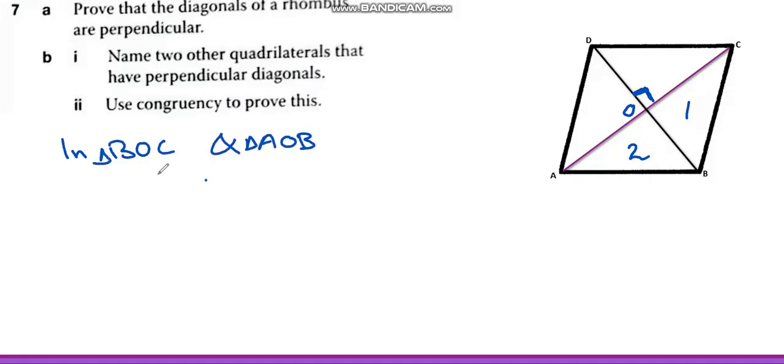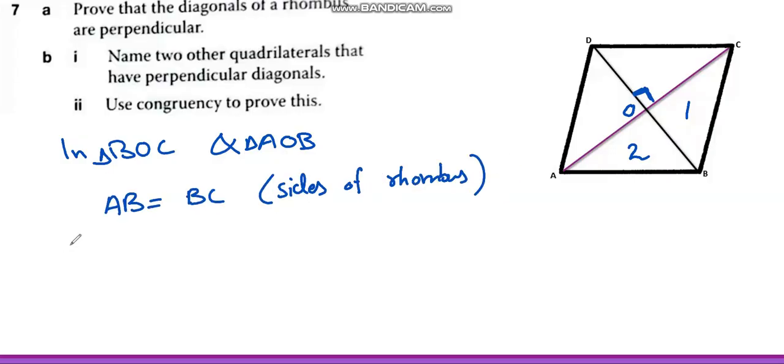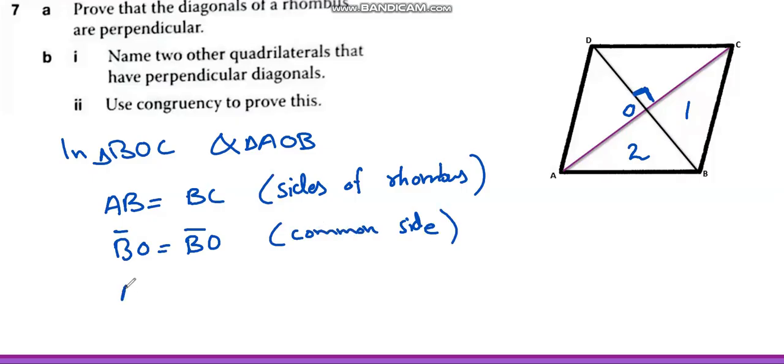So now if we observe triangles 1 and 2, the sides AB and BC are of the same length because these are the sides of the rhombus. In a rhombus, all sides have the same length. Also, we can prove that the side BO is equal to BO because this is the common side in both triangles. And also we can write the side length AO is equal to OC, and the reason is that BD, the diagonal, cuts AC into two identical halves, means AO and OC.